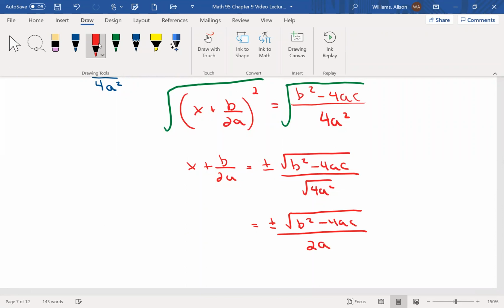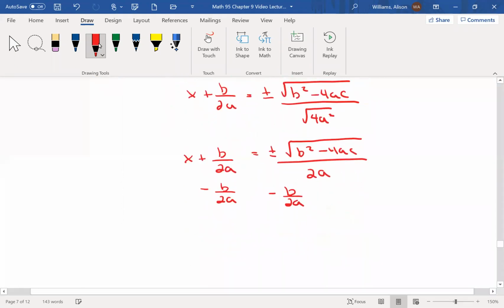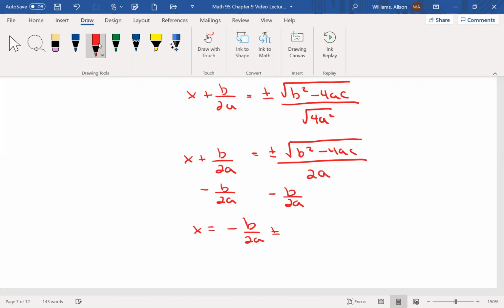Okay, that's actually kind of nice because the next step, I'm going to finish solving for x by subtracting this b over 2a to the other side. And normally I do that, I just kind of stick it out in the front. Plus or minus the square root of b squared minus 4ac. Okay. And because they already have a common denominator, I'm going to put it into one fraction.